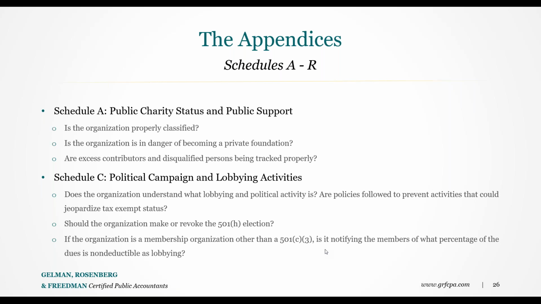When you're looking at how your revenue is derived, you want to look at your public support test and make sure you're properly classified there and making the right choice. The public support test has a 33 1/3 threshold, so you want to make sure that the organization isn't in danger of becoming a private foundation by falling below that 33 1/3 threshold. And are we properly tracking those excess contributors or those disqualified persons that are required for this test? As I mentioned, it's a rolling 5-year test, so it is over a 5-year period.